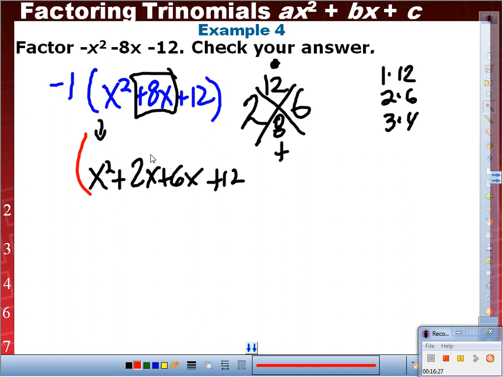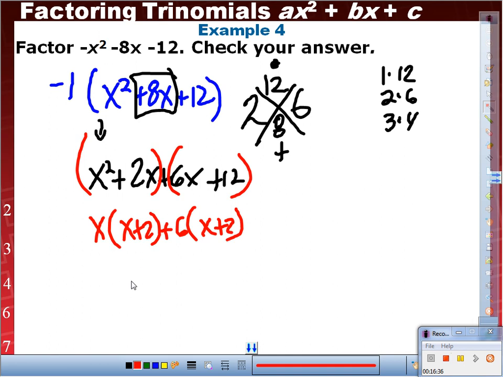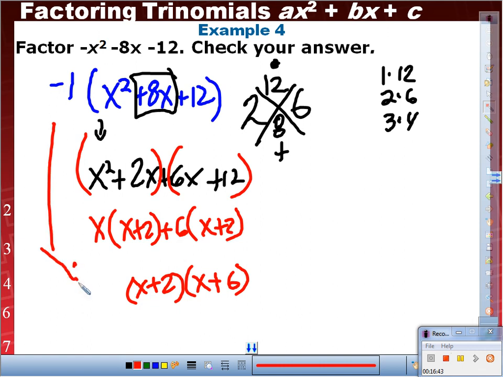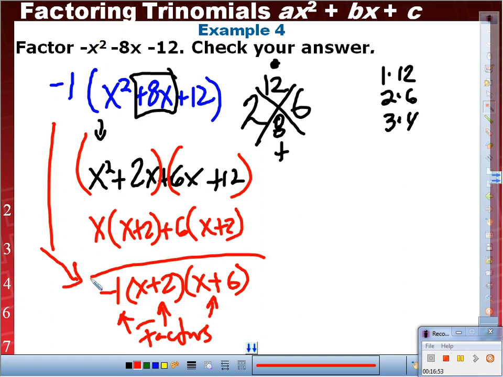Group. We're left with x plus 2. GCF here is 6. x plus 2. My factors are x plus 2 times x plus 6 times negative 1. These are my factors. How many factors do I have at the end? 3. 1, 2, 3. Ivan, yes.